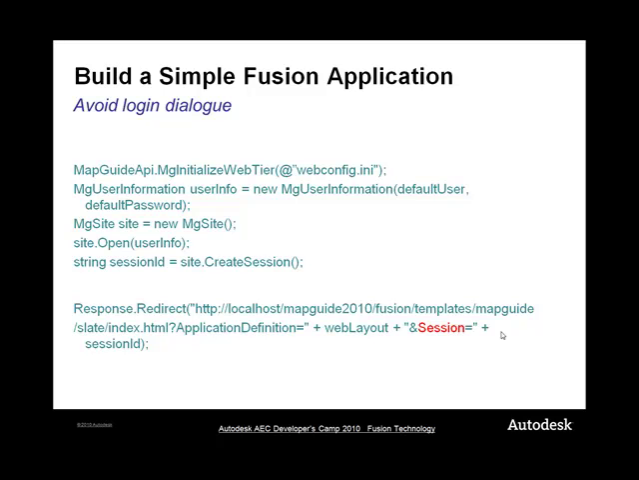When viewing a flexible web layout, an authentication dialog box will jump out and ask you to input username and password to connect to MapGuide server. To avoid these login dialogs in product environment, you can use the following method. Create a user information, open the site and create a session string, and pass the session string to Fusion Viewer as a parameter.